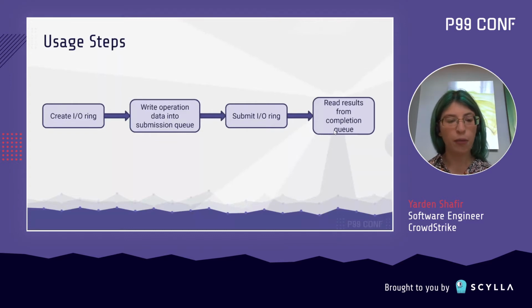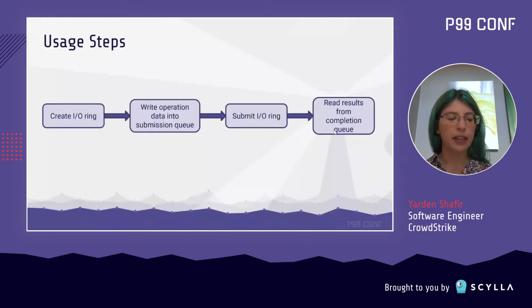So basically, there are 4 basic steps. You need to create an I/O ring, you need to write the data into the submission queue that you received, then you need to submit all your operations, and then once all operations are done, you can go and read all the results from the completion queue.